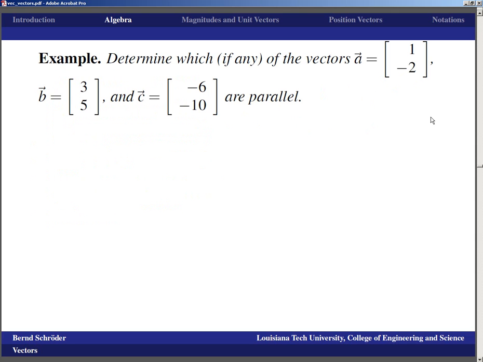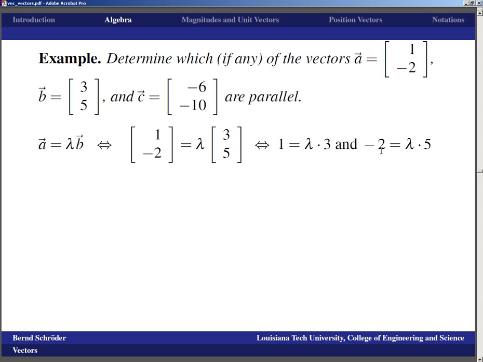Okay, if we want to do this with numbers, we could determine which, if any, of the vectors a equals (1, negative 2), b equals (3, 5), and c equals (negative 6, negative 10) are parallel. First, are a and b parallel? That would mean a is lambda times b, so (1, negative 2) is lambda times (3, 5), which means 1 is lambda times 3 and negative 2 is lambda times 5. That has no solution, because we would get lambda equals 1/3 from the first, and that does not solve the second equation. So a is not parallel to b.